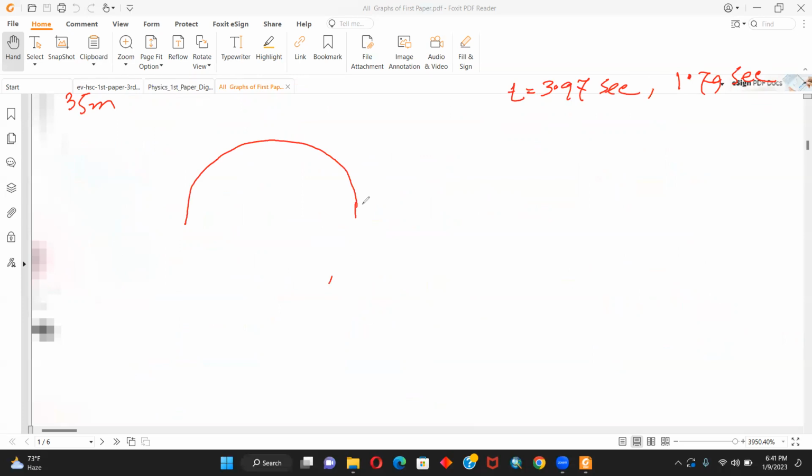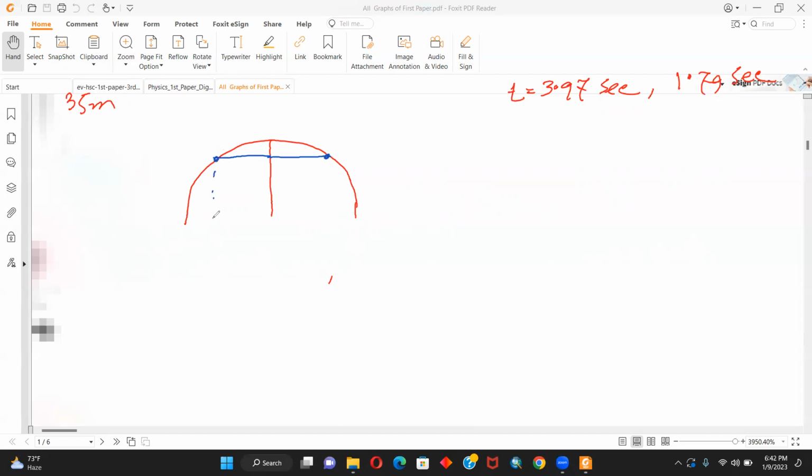But see, as we have already said, a projectile follows a trajectory of a parabola, and a parabola has a symmetric axis. Now, what does a symmetric axis mean? It means that from equal distance on the left and right side, we will get the same value. Say I have drawn a perpendicular from here and a perpendicular from here. See, we are getting the same values.